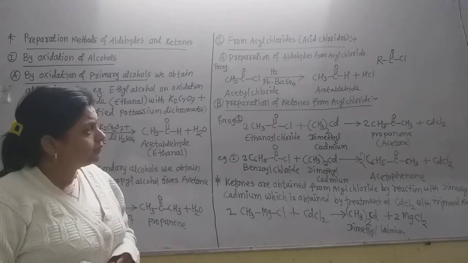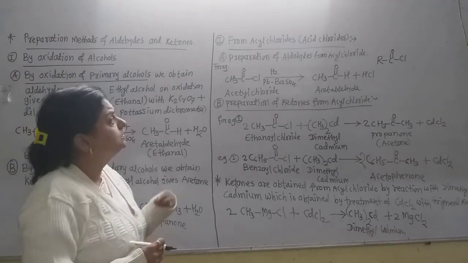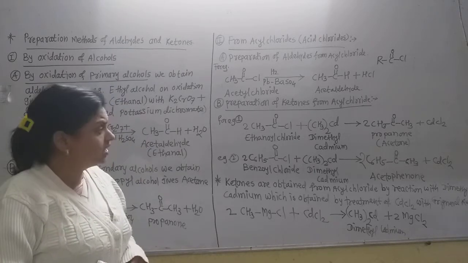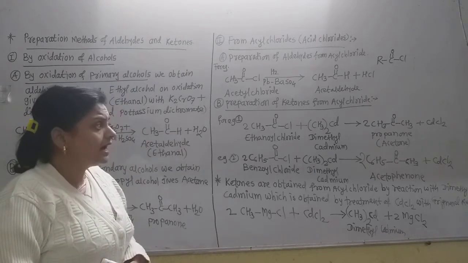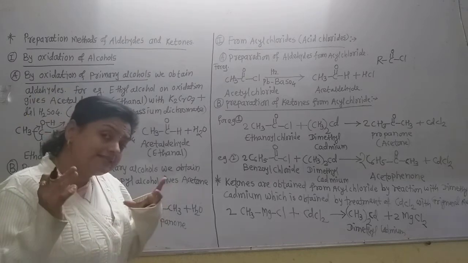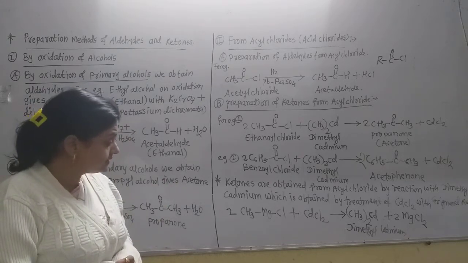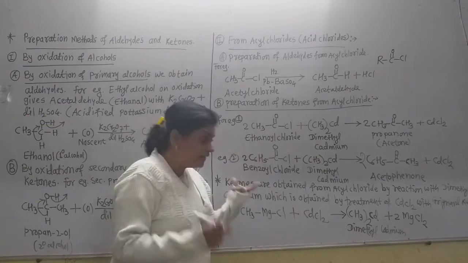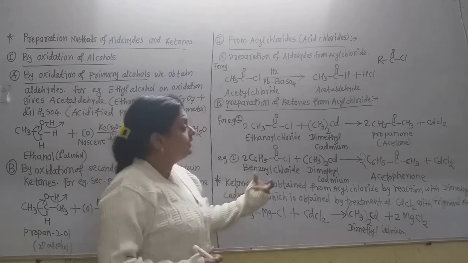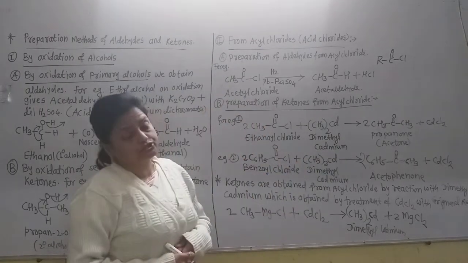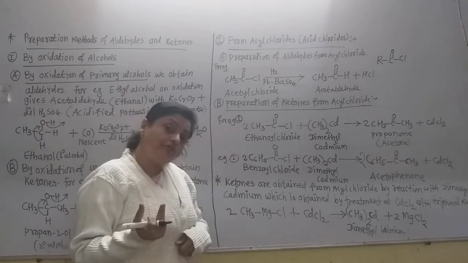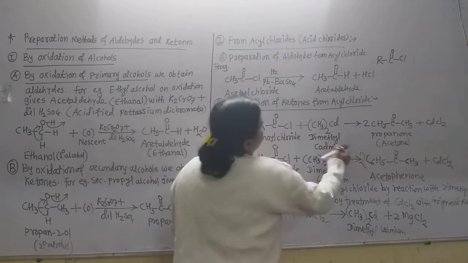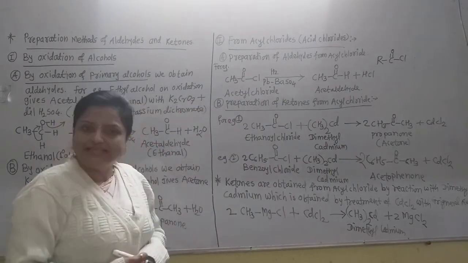Now preparation of ketones from acyl chlorides is slightly different from that of aldehydes. Here the acyl chloride is directly used, but the reagent dialkyl cadmium is first obtained, then we obtain the ketone. Now how is this dimethyl cadmium formed? This is the particular dimethyl cadmium.